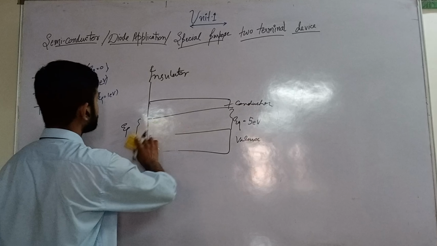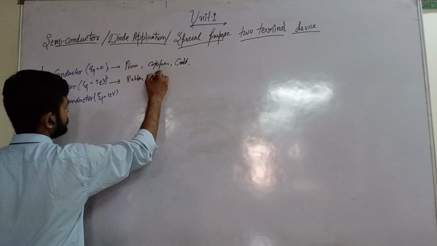Conductors include iron, copper, gold. Insulators include rubber, wood.